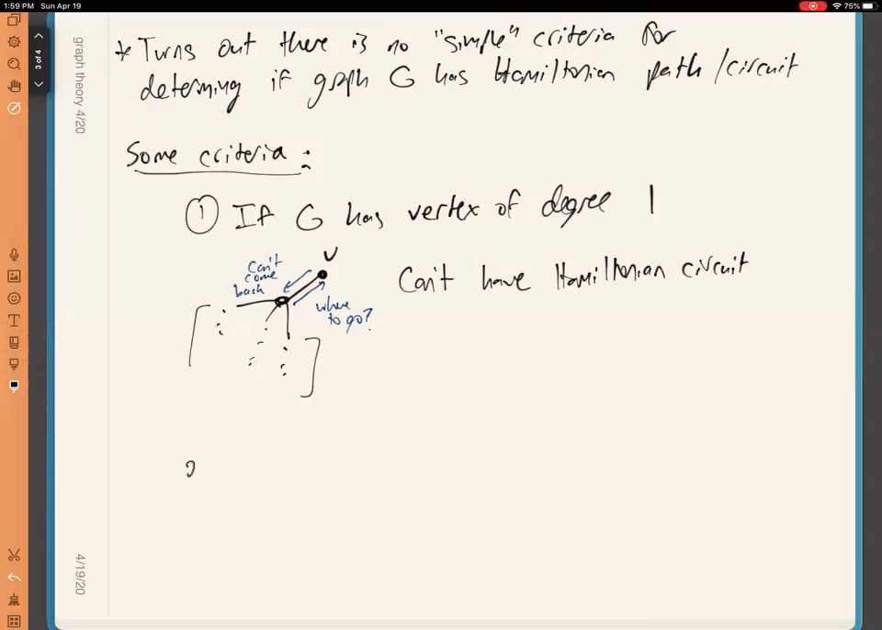Another slightly more complicated criterion. One thing to point out is that if G has a Hamiltonian circuit, and you have to be careful here, I mean Hamiltonian circuit, then every vertex has to have degree greater than or equal to 2, basically by the last statement.